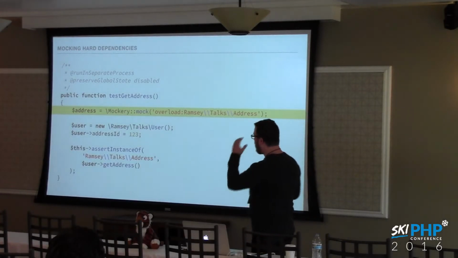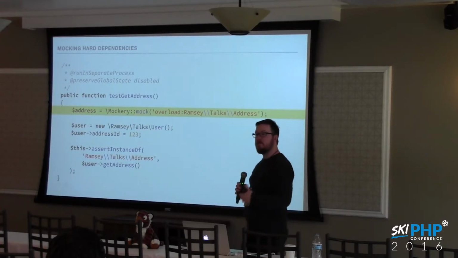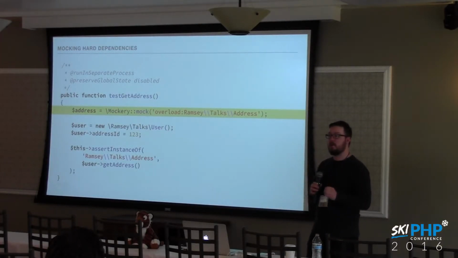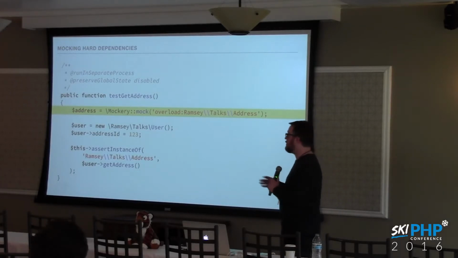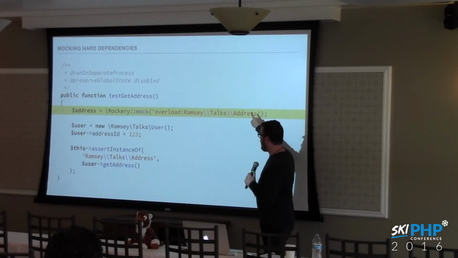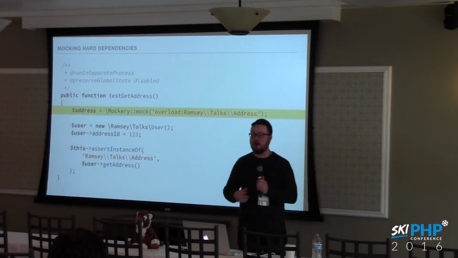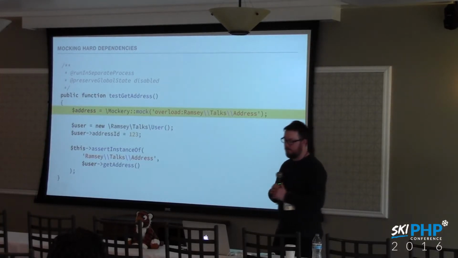And as with alias, we also need to run this in a separate process for the same exact reasons. We don't want it loaded yet. This is also why you need to run Mockery close in your teardown method, because if we run this, it creates this class in memory. The next test that runs, if it's using Address, will already have an Address class in memory. But it might not be the Mockery one we want it to have. We might want it to auto-load. So we need to tear down and close Mockery so that it can clean all that out.